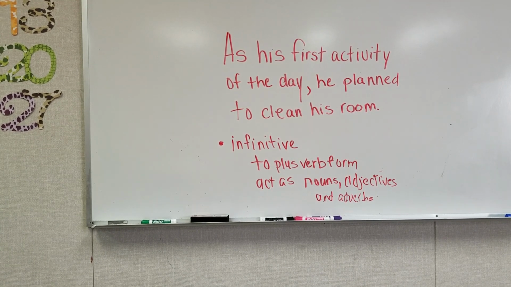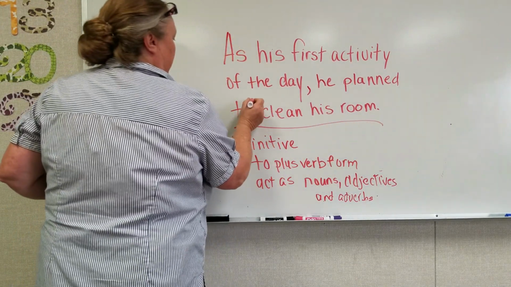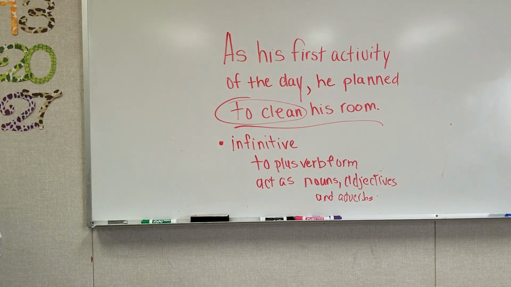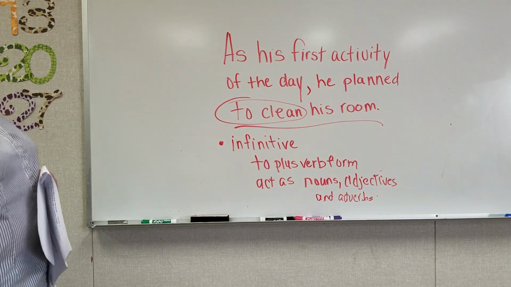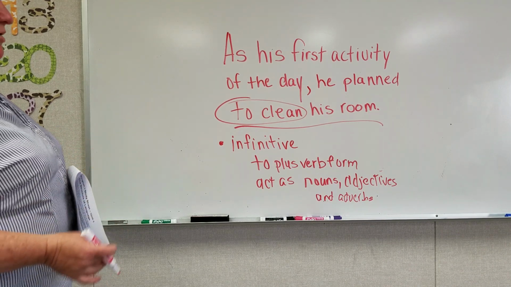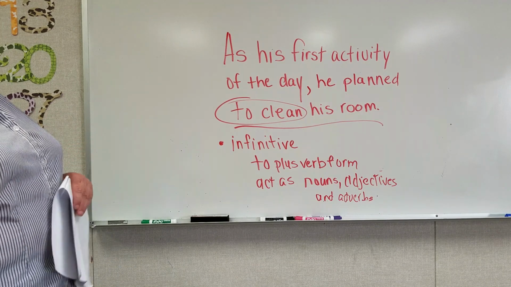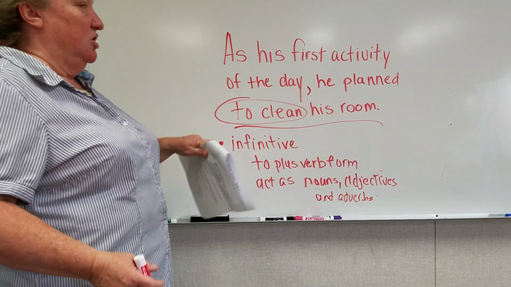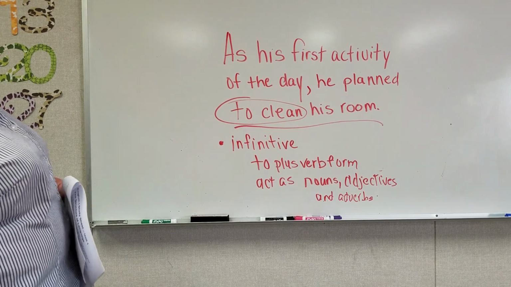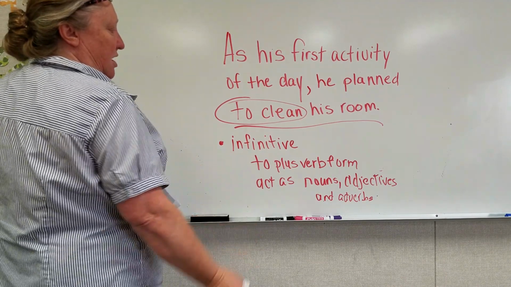All right, our last sentence covering our last type of verbal. As his first activity of the day, he planned to clean his room. To clean is our verbal here. This is my favorite kind of verbal to pick out because to me it's easy. It's to plus a verb form. The only thing you have to make sure you don't do is confuse it with a prepositional phrase, which might start with the word to, but it doesn't have a verb form in it at all. So this is to clean, which is an infinitive: to plus a verb form.